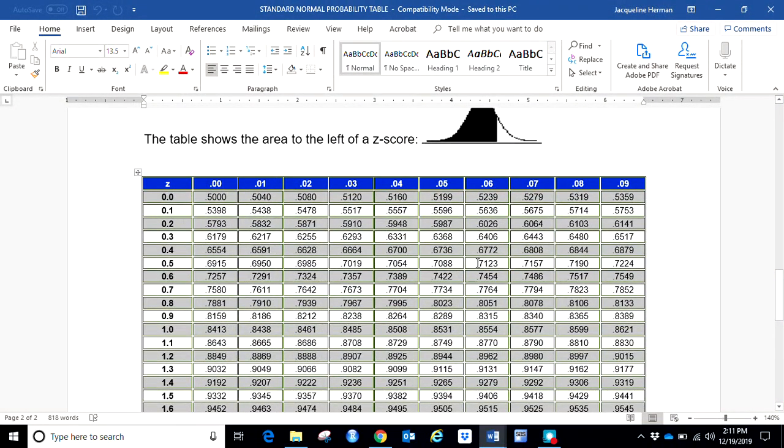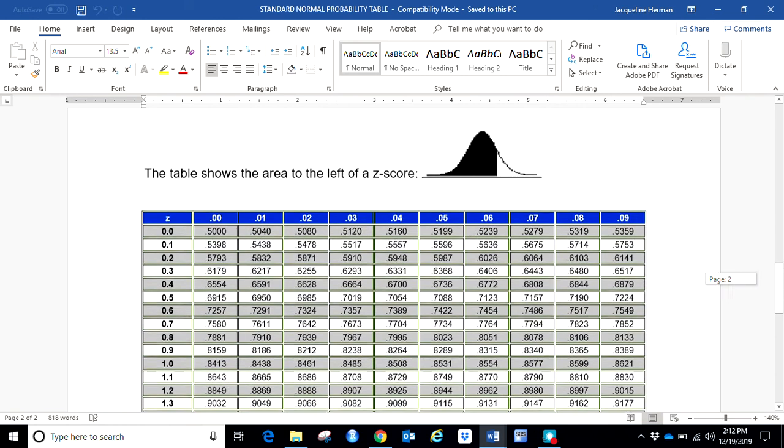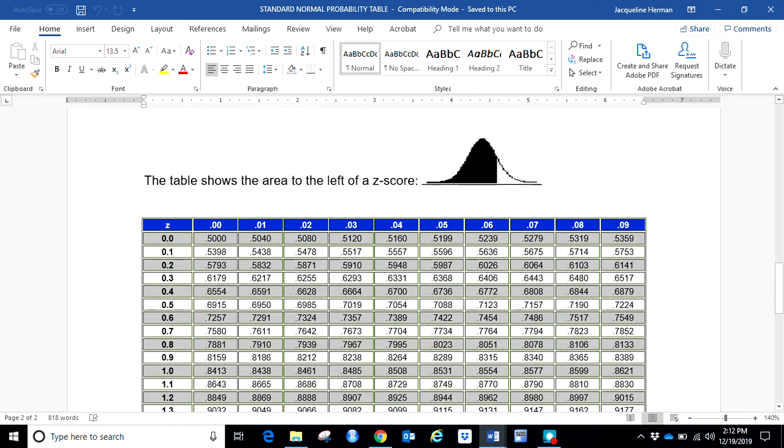Now the numbers in the middle of the table represent probabilities. One to look at for an easy understanding is if I had a z of 0.00, notice that I get a probability of 0.5. That means if I'm right at the mean, that's how I get a z of 0, and half of the data is below it.